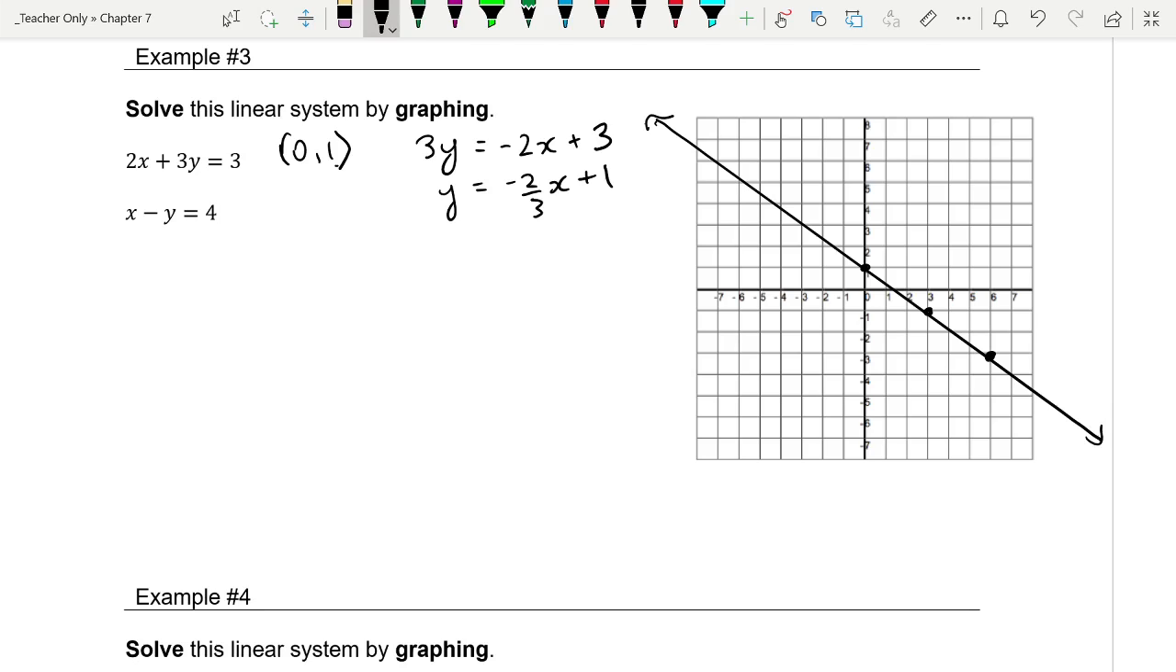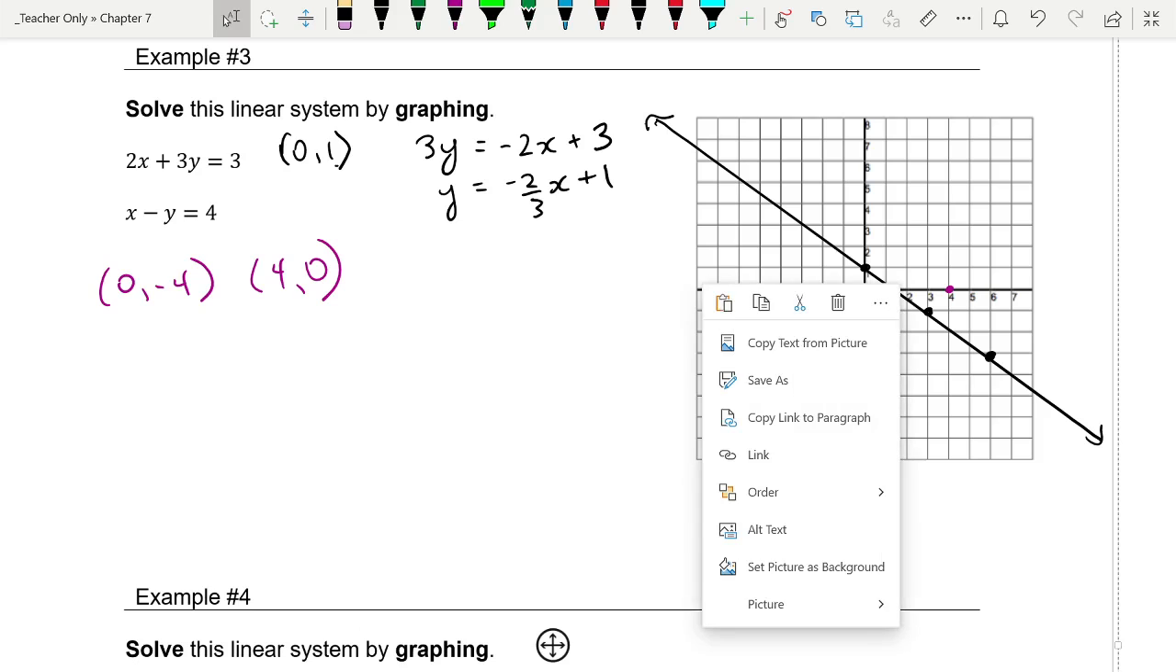Okay, I'm going to do the other line in a different color. Purple sounds fun. Let's use purple. So x minus y equals 4. This is a very easy one to do by intercepts, right? When x is 0, y is negative 4, and when y is 0, x is 4. So 0 over 4 down, and 4 over 0 up. Now we graph the lines.